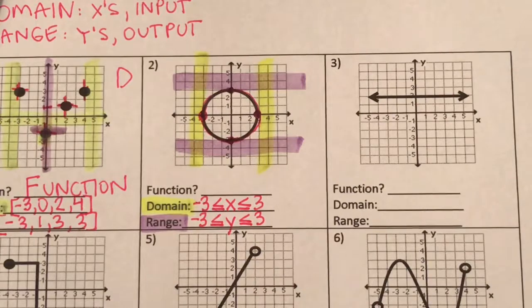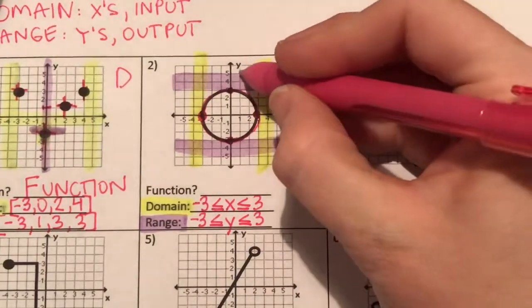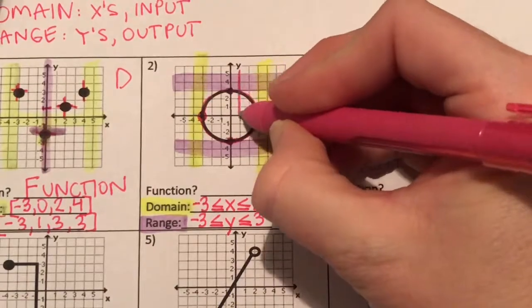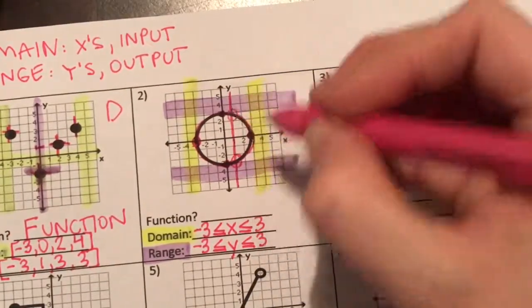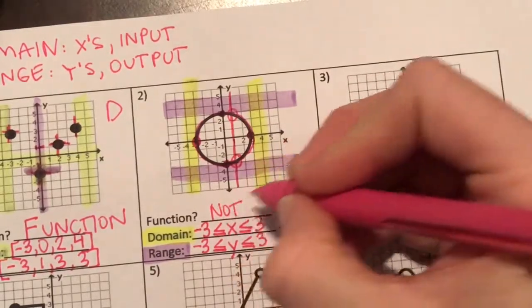And then if you also want to identify whether it's a function or not, you would do your vertical line test. And since it hits more than one time, this is not a function.